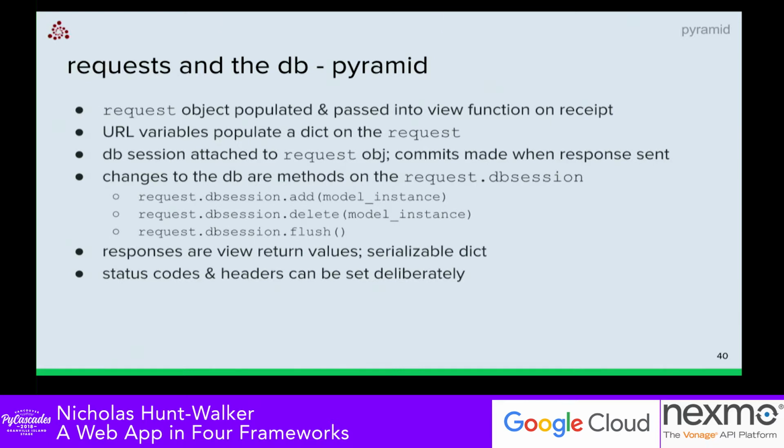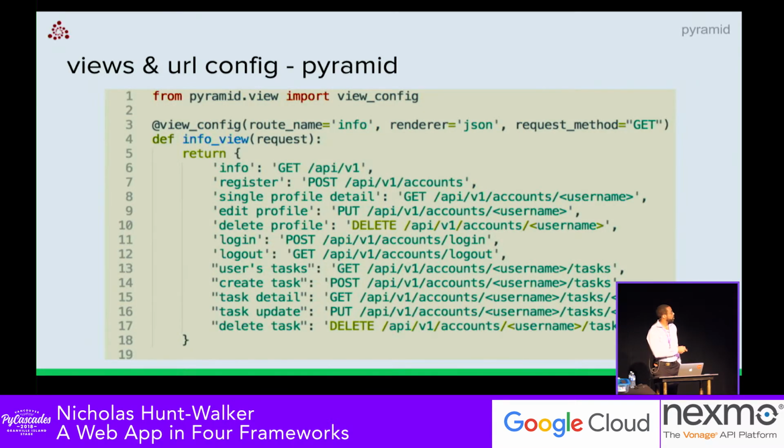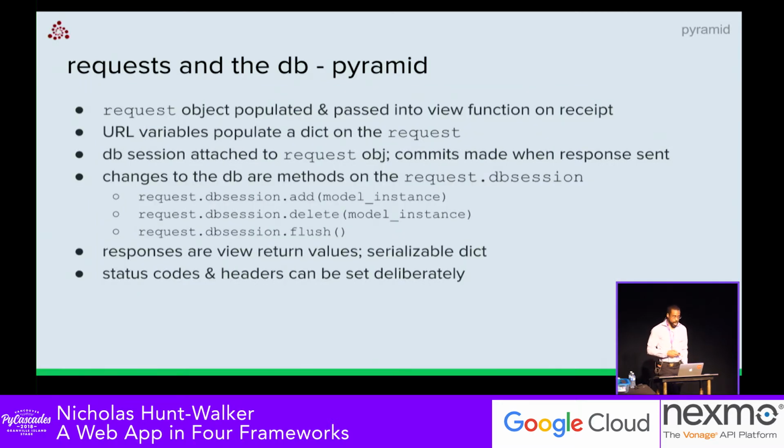The database session is also attached to the request object. And so if you want to do anything with your database, including query, you have to say request.dbsession.whatever you want to do. Any responses you want to send back are the return values, like this one here. You must make them a serializable dictionary, even if you are using a templating system. And then if you want to set status codes and headers, you have to do that specifically on the response object.